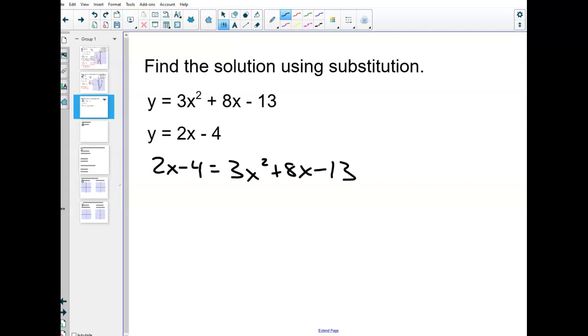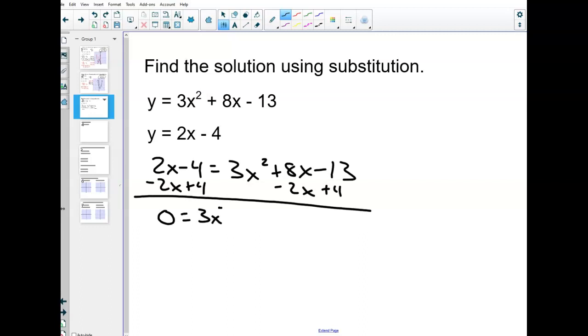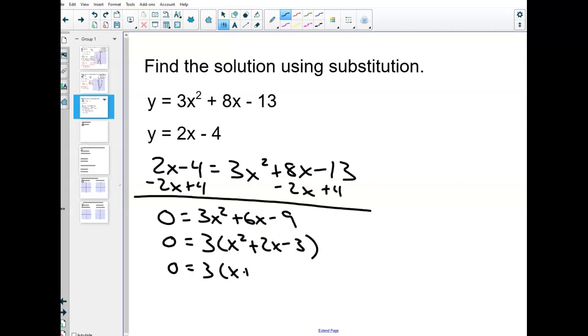Now, as you hopefully recall hearing me say this before, I don't like my x squared negative. So I'm going to move 2x to the other side, and I'm going to add 4 to the other side. And I'm left with 0 equals 3x squared plus 6x minus 9. For the factoring part, take the GCF out. Make your factoring easier. x squared plus 2x minus 3. This is a pretty simple factoring. That's x plus 3, x minus 1.